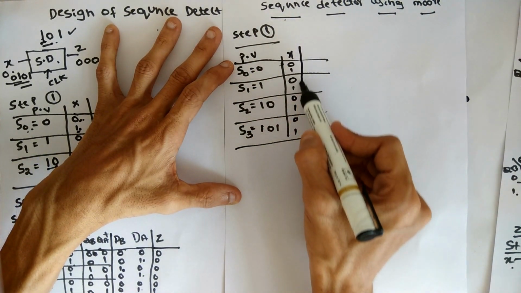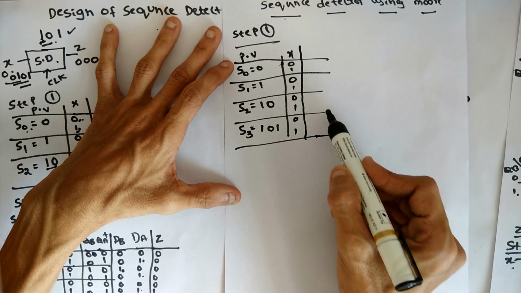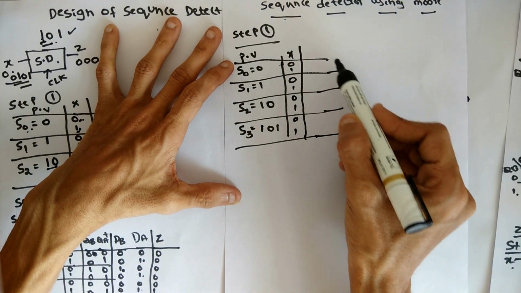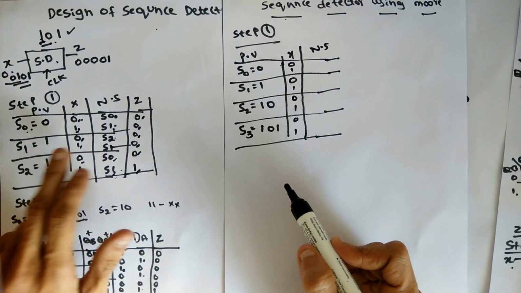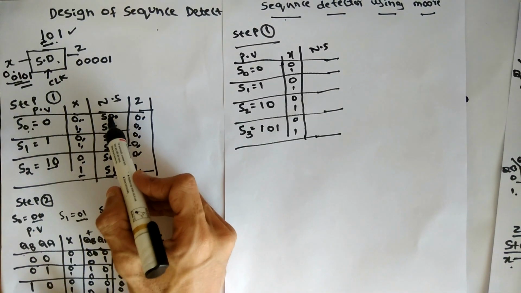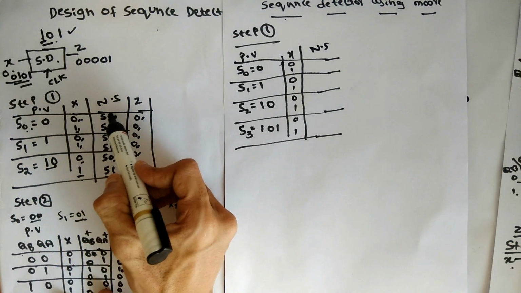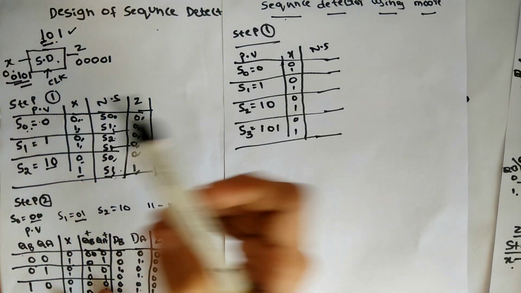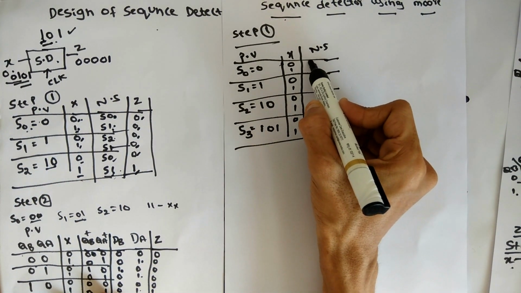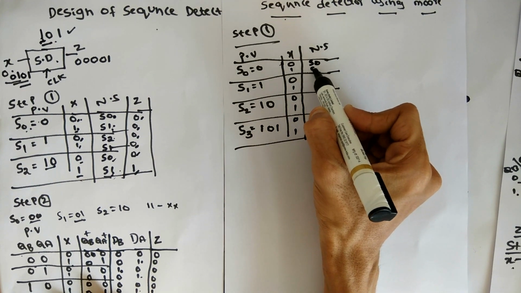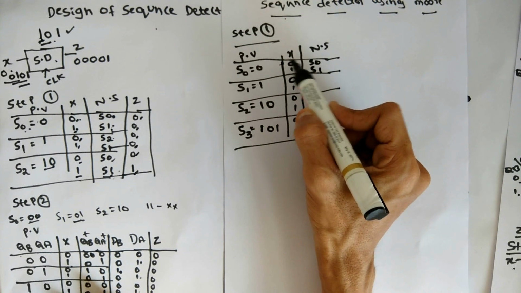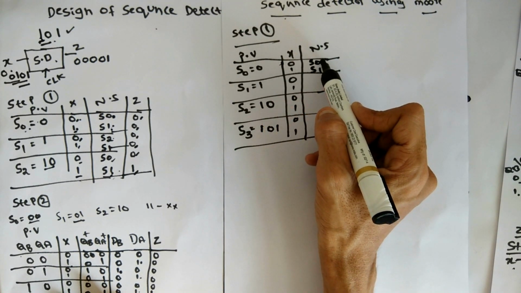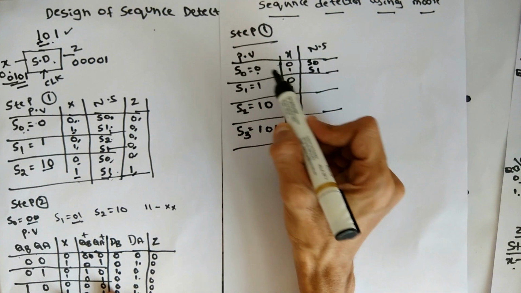So we will discuss how the next state goes. We can copy down the next state as usual as in step 1. For S0, when x is 0 it is S0, and when x is 1 it is S1. This remains the same because we are not changing any state here. So when x is 0 in S0, it is going to S0 only. Next we will discuss about 1.